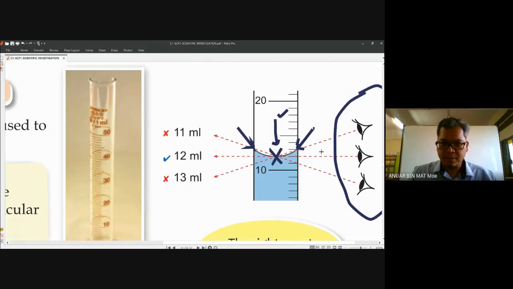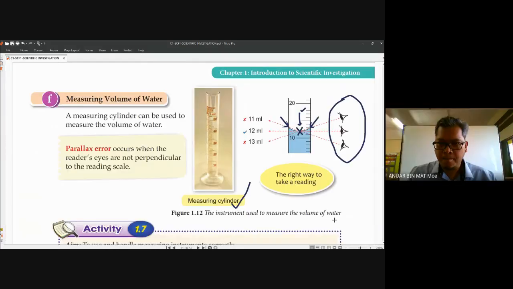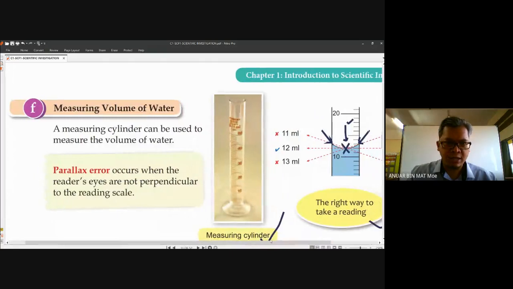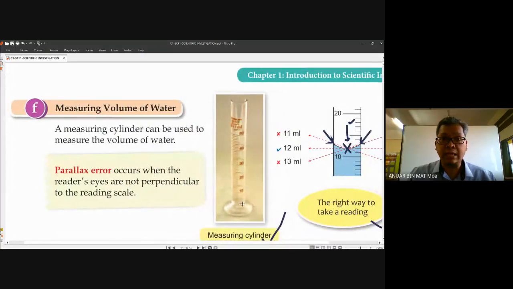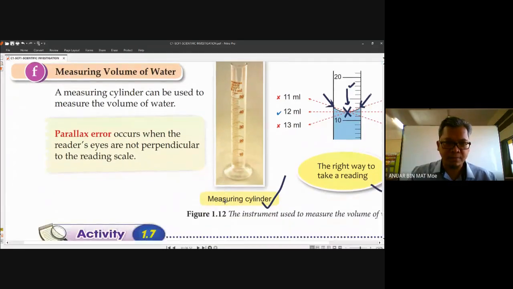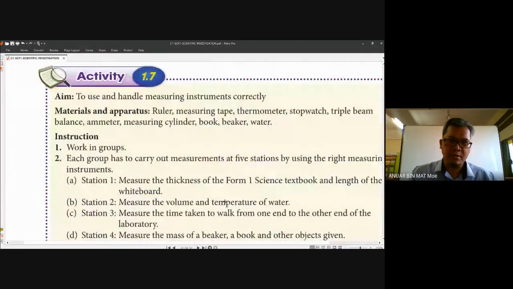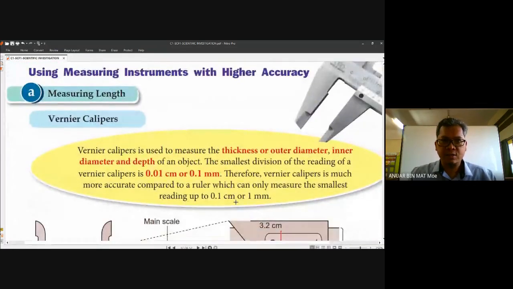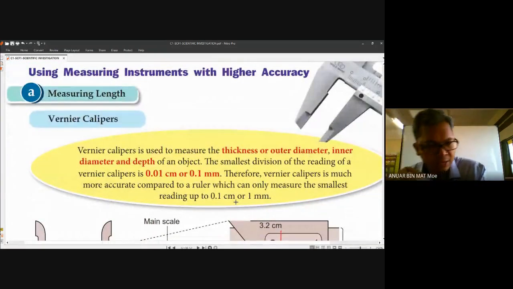Is it okay here? Any problem? Okay. This is the right way to take a reading of water, or if you want to take the reading of the volume of water or liquid. Okay. Never mind. So next one, this is the last one for the topic for today.